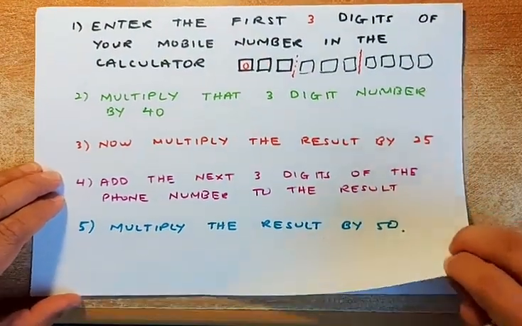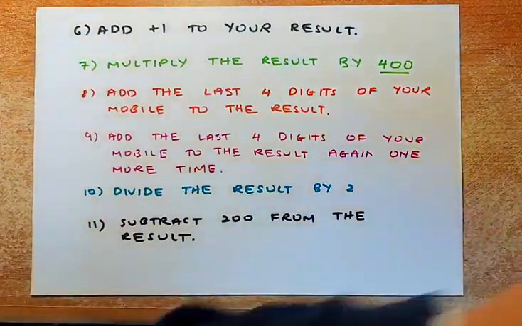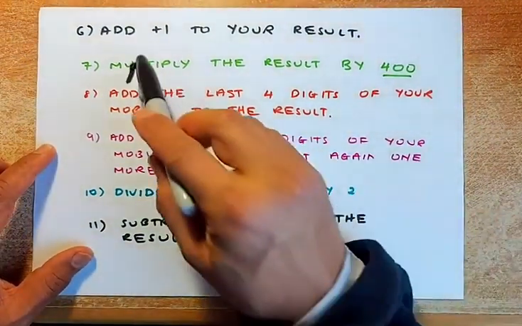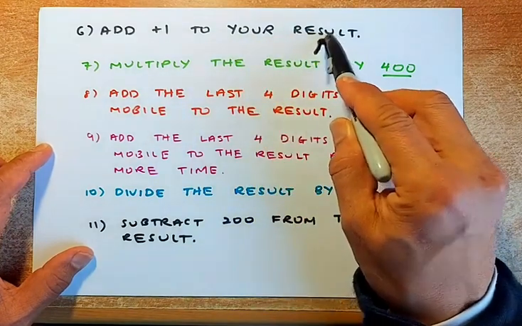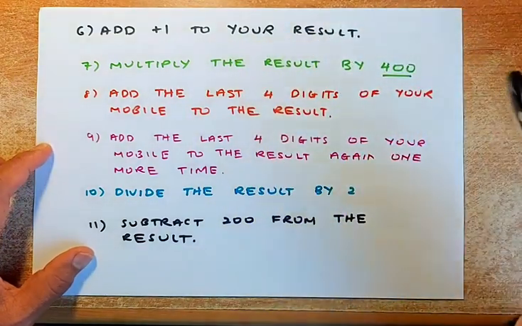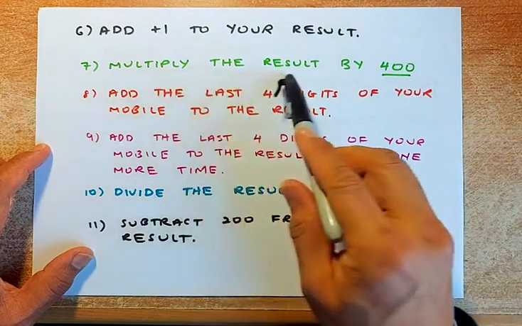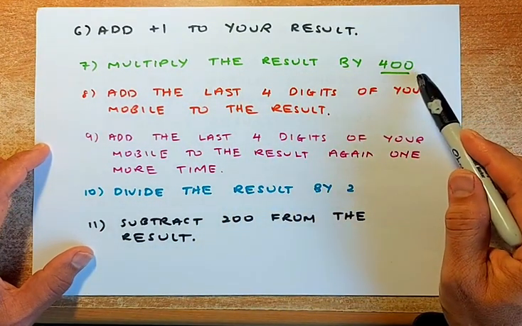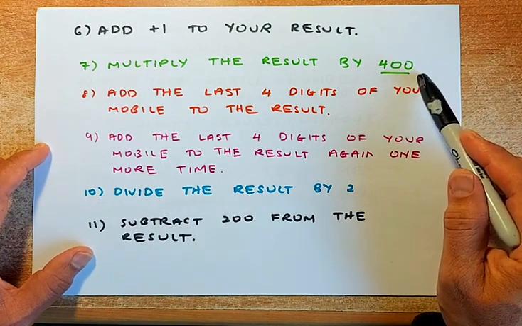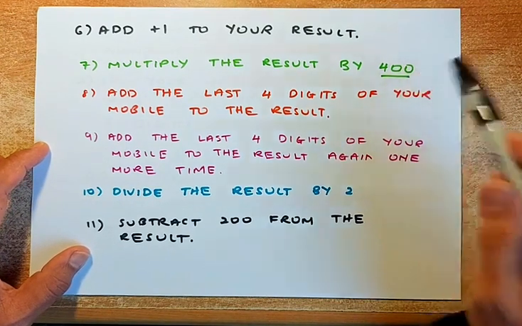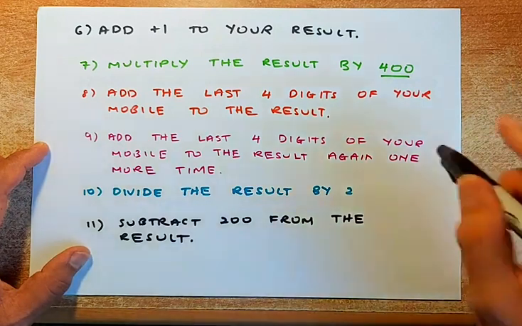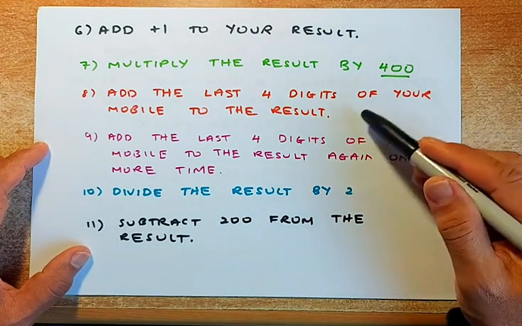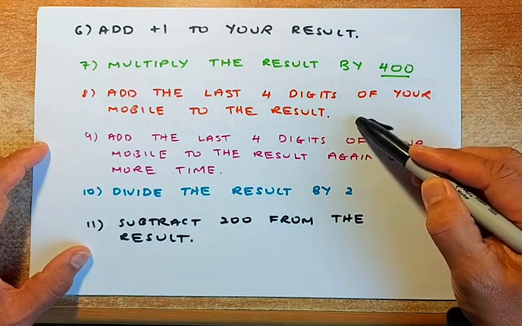Now we shall continue with the next 6 steps, and we should be able to get your number very soon. Next step, add 1 to your result. Again, don't forget your equals sign. Once you get that, multiply the result by 400. A lot of calculation, but you'll be amazed by how accurate it's going to be. Then add the last 4 digits of your mobile to the result.